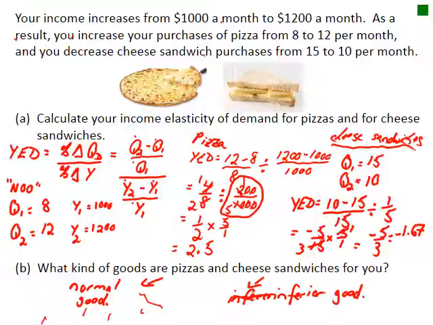So we know in the case that pizza, because it's positive, is a normal good. So what happened? Let's just double check. Our income went up and we bought more pizza. But cheese sandwiches are an inferior good. Again, inferior. And let's just confirm that. Our salary went up, but then we purchased fewer cheese sandwiches.